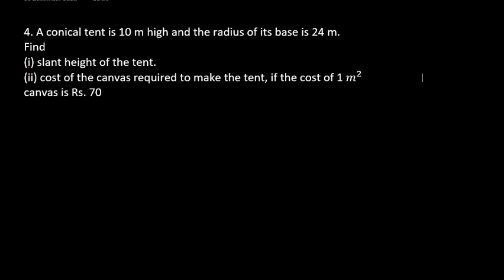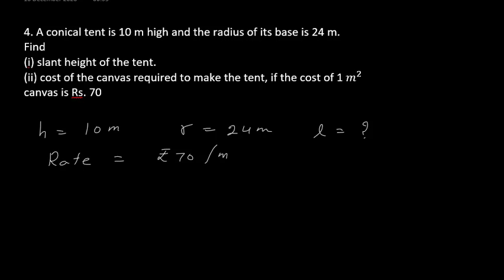A conical tent is 10 meter high. Now conical tent, height of the conical tent is given 10 meter. That is h is given 10 meter. And the radius of base is given 24 meter. We have to find slant height, that is slant height question mark. Cost of the canvas required to make the tent. If the cost is 1 meter square, canvas is rupees 70. So that I will say rate is given. Rate is rupees 70 per meter square.